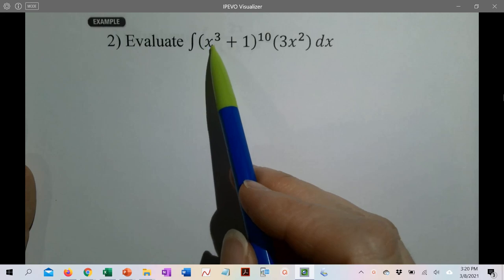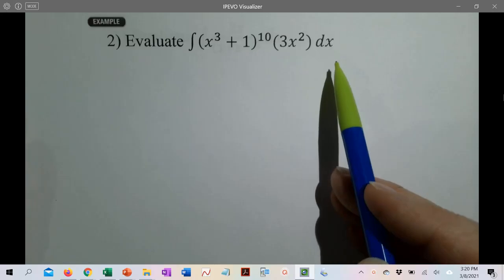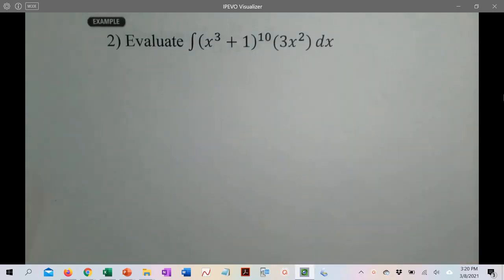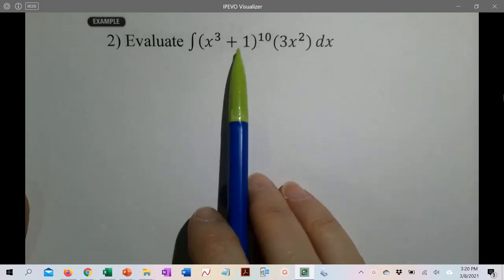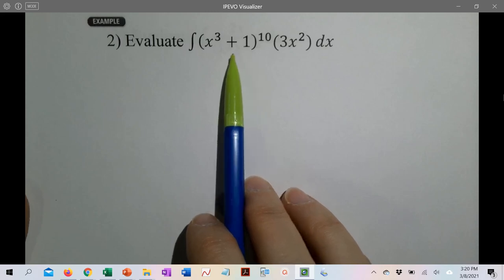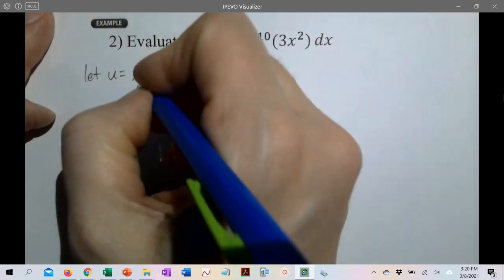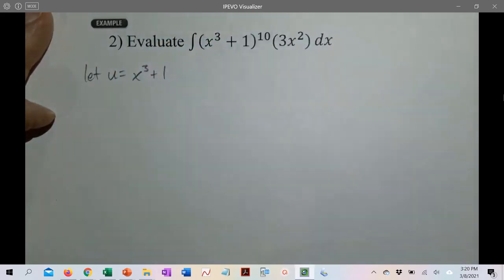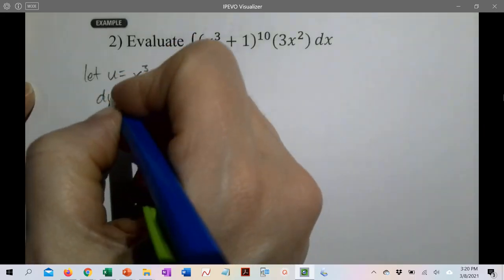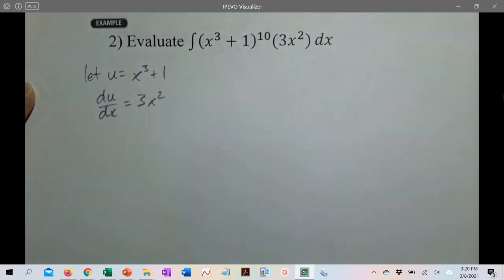So here we have the integral of (x cubed plus 1) to the 10th power times 3x squared dx. So again, the challenge is going to be first to figure out what to let u equal to. Well, in the other problem, I had (x+2) to the 5th power, and I let u equal that stuff that was on the inside. I'm going to do the same thing here. So we're going to let u equal x cubed plus 1. So this is setting up my menu. I'm going to take a derivative of this function. So that's du/dx equals 3x squared.